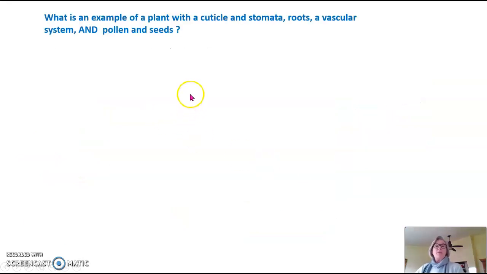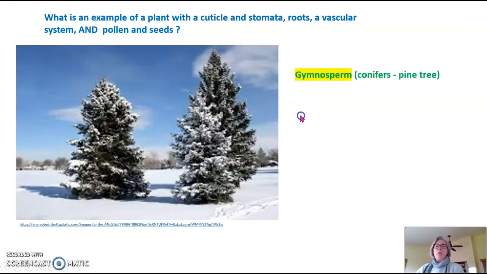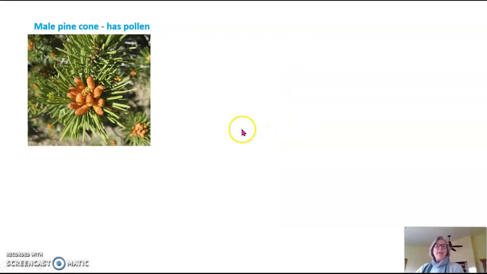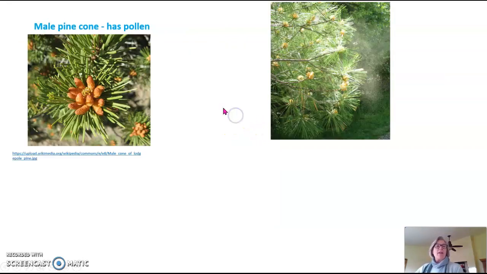So what's an example of a plant with a cuticle, stomata, roots, a vascular system, and pollen and seeds? Well, that's what we call our gymnosperm, our conifers. You can think of them as pine trees. That's the simplest example. Pine trees have both male and female pine cones. The male pine cone is very small, as you can see here. Look at the size relative to the size of one individual little pine stem there.